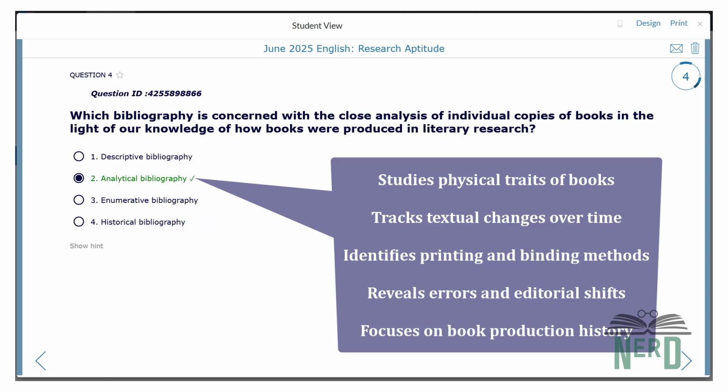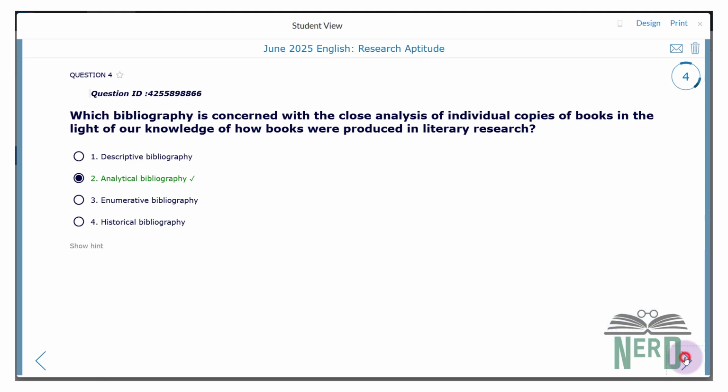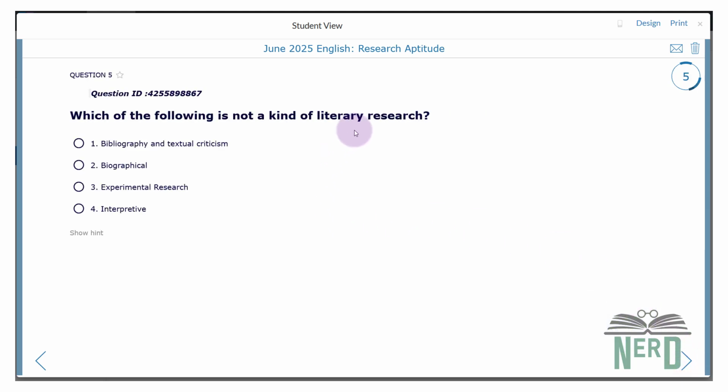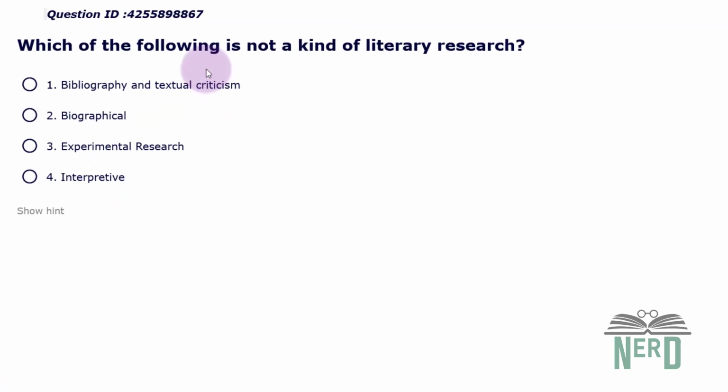Alright, let's take on the second question from Literary Research Aptitude. This section was one of the lighter ones in the paper, easier compared to the dense theory questions in other units. But don't let that fool you. Each question still carries weight. Here's the next one. Which of the following is not a kind of literary research? Listen carefully to all the options. Think like a literary detective here.